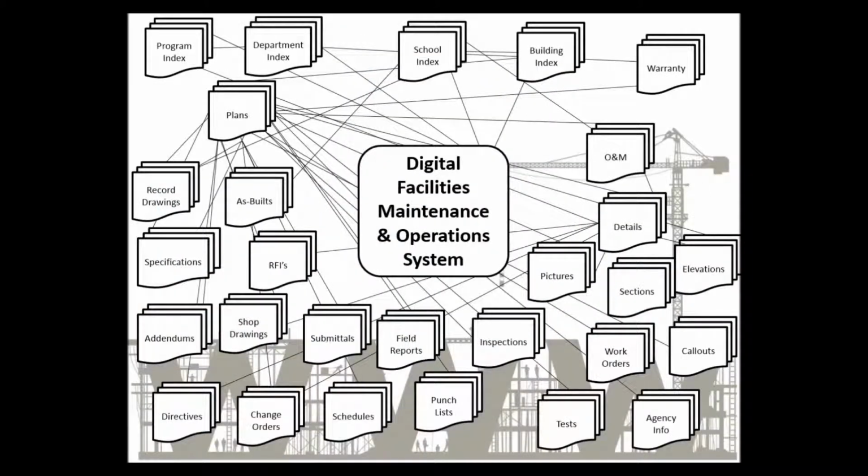Any digital document can be linked within the system. Some examples of the documents interlinked are plans, specifications, RFIs, addendums, directives, shop drawings, change orders, submittals, schedules, punch list.